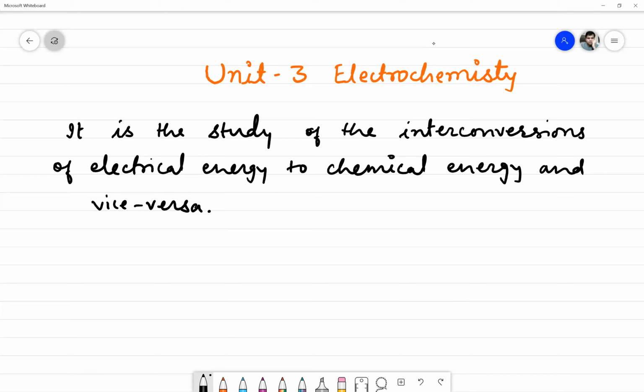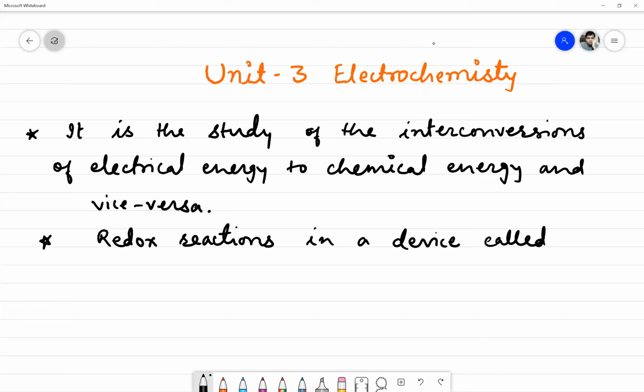Okay, so all these interconversions between electrical energy and chemical energy take place through the redox reaction in a device that is called an electrochemical cell. All right, so all these interconversions take place through redox reactions in a device called an electrochemical cell.